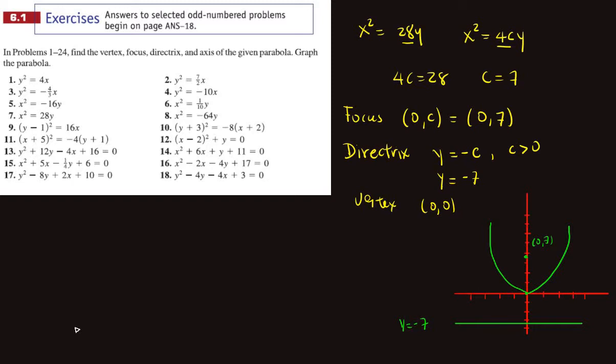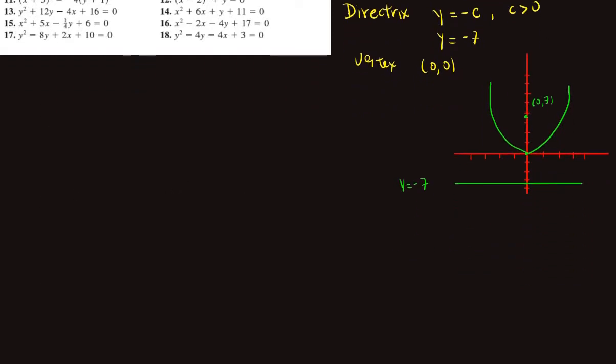Okay, let's try to do 13. Let's scroll down here a little bit. Let's go to 13 now. Number 13 says y squared plus 12y minus 4x plus 16 is equal to 0. Now these ones are not the ones that have a vertex at the origin.